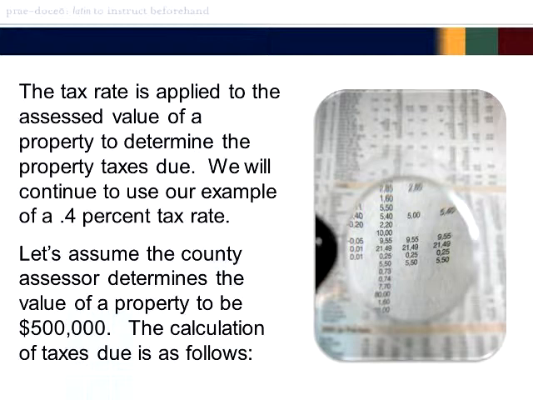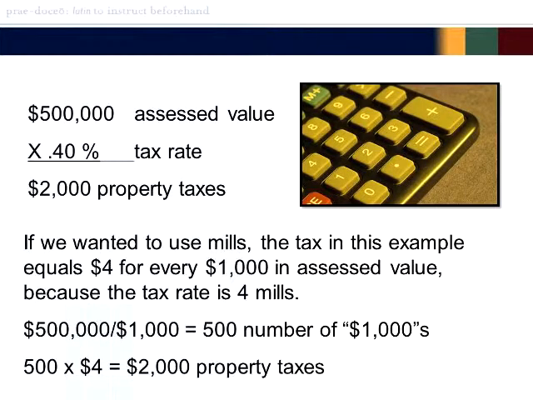We will continue to use our example of a 0.4% tax rate. Let's assume the county assessor determines the value of a property to be $500,000. The calculation of taxes due is as follows: $500,000 assessed value times 0.40% tax rate equals $2,000 property taxes. If we wanted to use mills, the tax in this example equals $4 for every $1,000 in assessed value, because the tax rate is 4 mills.